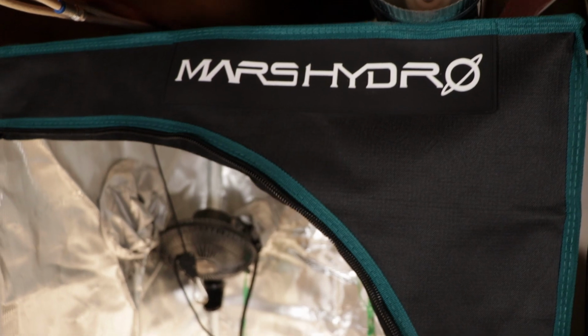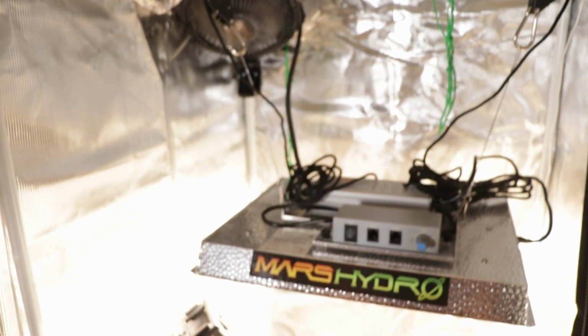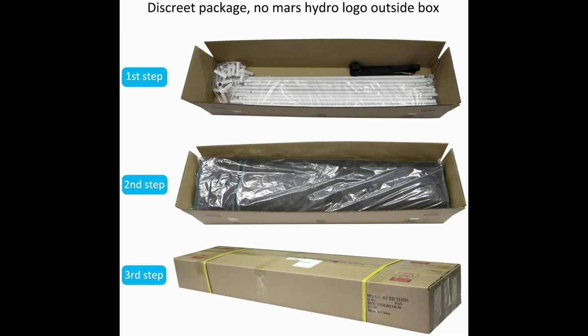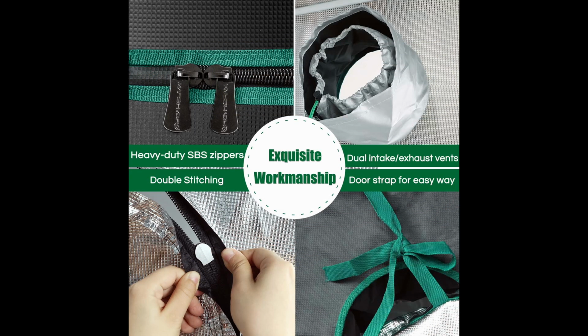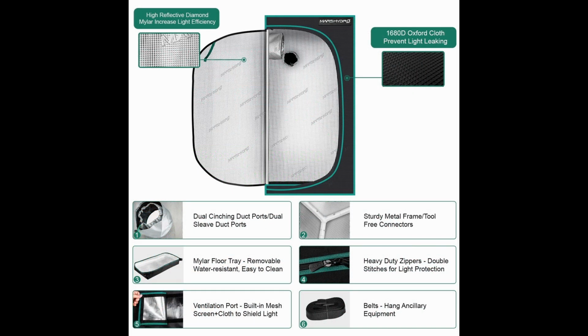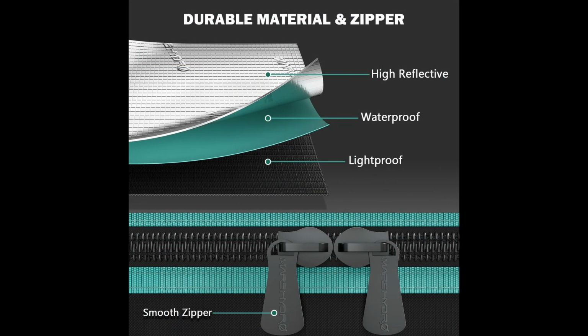The Mars Hydro 2 foot by 2 foot by 4.5 foot grow tent arrived recently, and I'm pleasantly surprised by their attention to detail in this entry-level grow tent. With their indoor gardening product range, Mars Hydro continues to elevate the bar, and I wanted to share my experience with you. This is a high-quality tent with 1680D fabric construction, but it's difficult to tell for sure because the material feels different than conventional 1680D fabric. I chose this material because it has a smoother surface that is easier to clean and wash away.